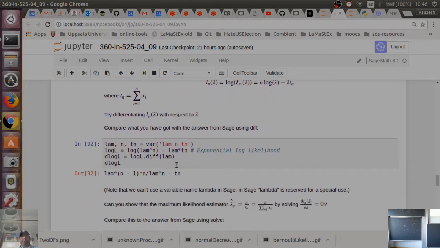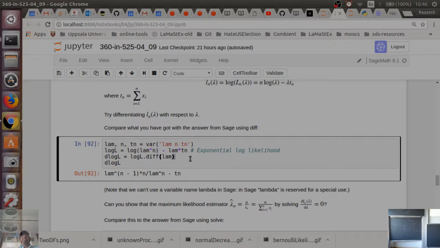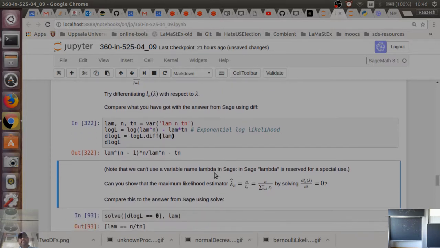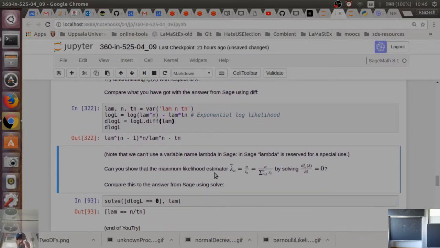Then to find the MLE, remember our lambda now lives in the positive reals. So we simply differentiate this with respect to lambda, and that looks like n divided by lambda minus Tn. When we rearrange this, we find that the maximum likelihood estimator lambda n hat is n over Tn.